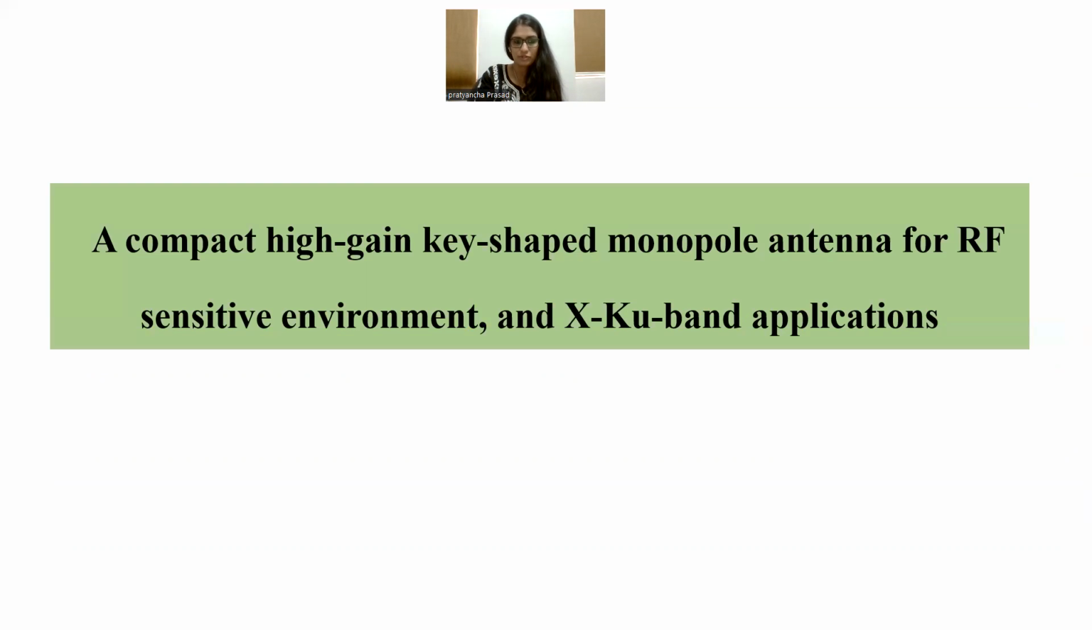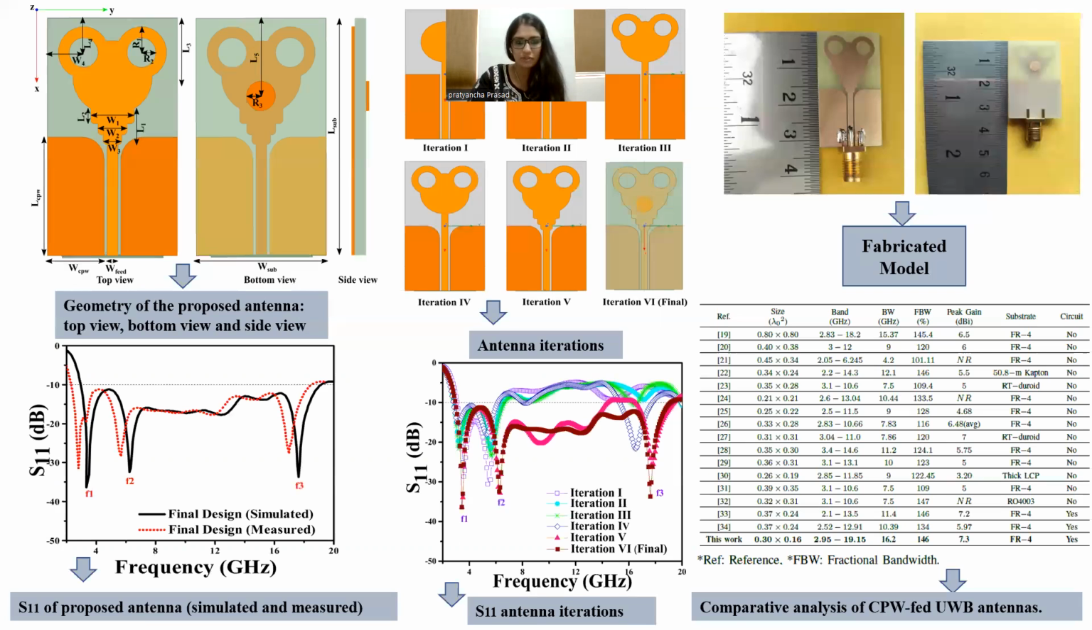To satisfy the first objective, our first part is a compact high gain key-shaped monopole antenna. Now this is our proposed design. We achieved this design in 6 iterations. This is the fabricated model, and in this comparative analysis, we can see that our design is very compact. Its range is 2.95 to 19.15 gigahertz. The fractional bandwidth is 146%, and yes, we are using FR4.